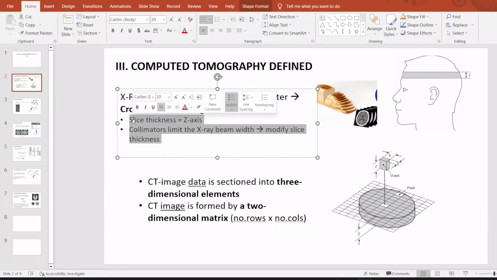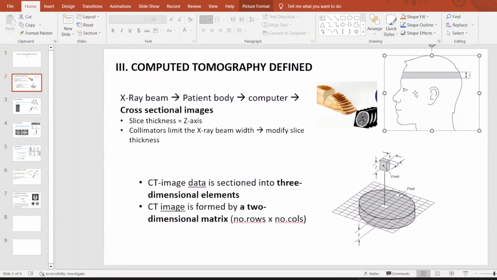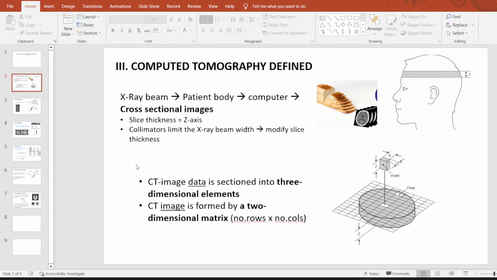Moreover, I have two notes for you right here. The first one is that the slice thickness is defined by the z-axis. There's a photo that demonstrates quite well the idea that I'm talking about. So from now on, whenever I talk about slice thickness, please just remember the slice thickness is defined by the z-axis. This is the z-axis. And the second line I wrote here is, just in case you wonder, what is the object that controls the slice thickness.